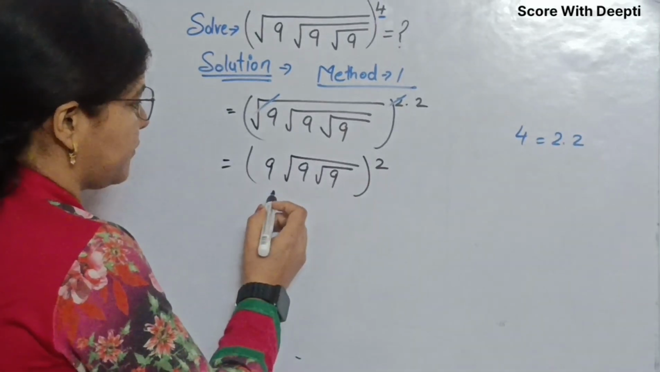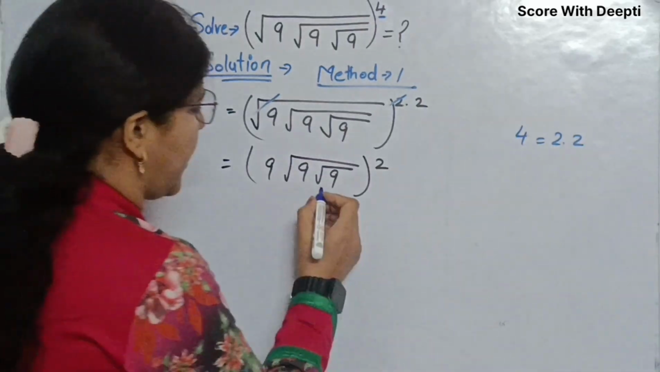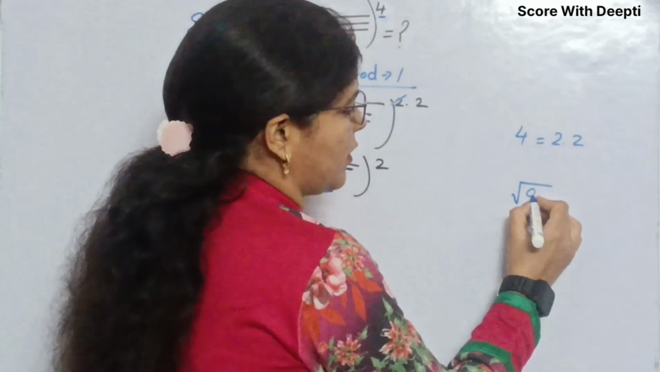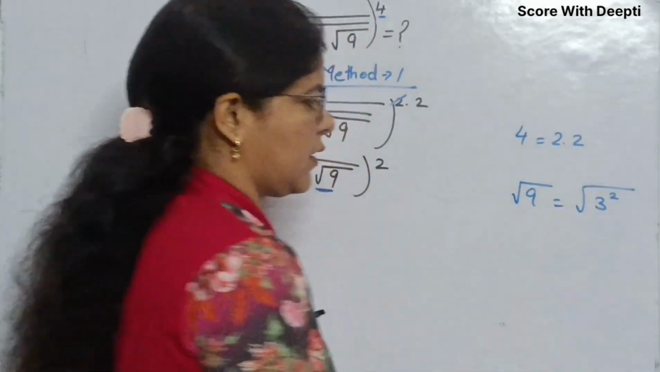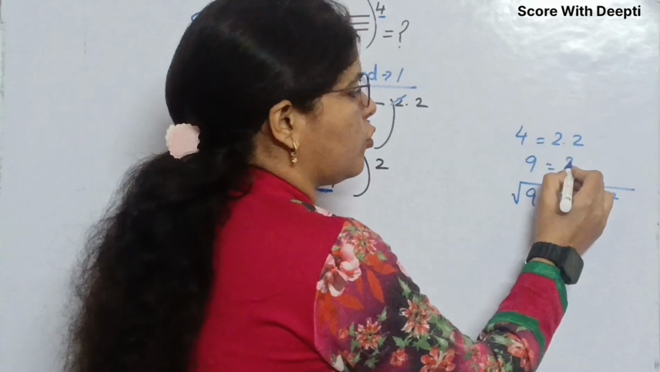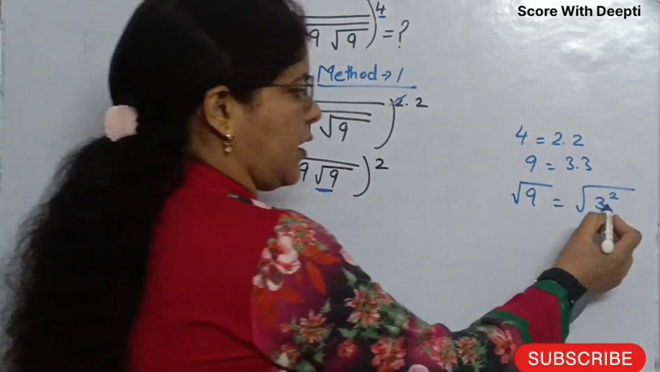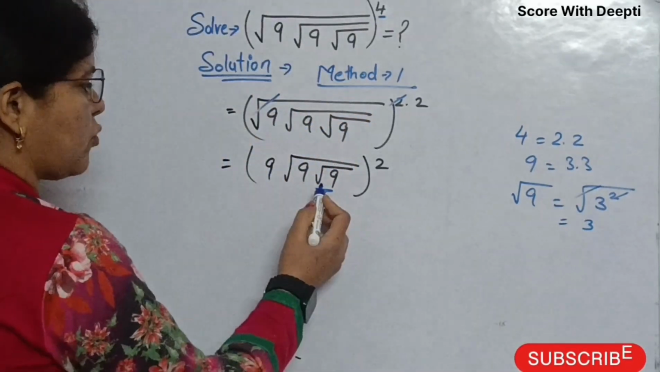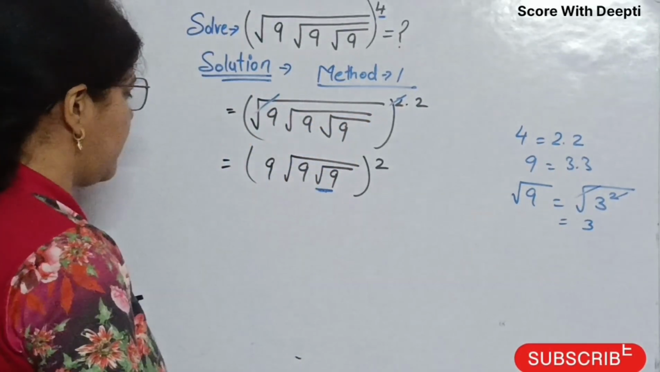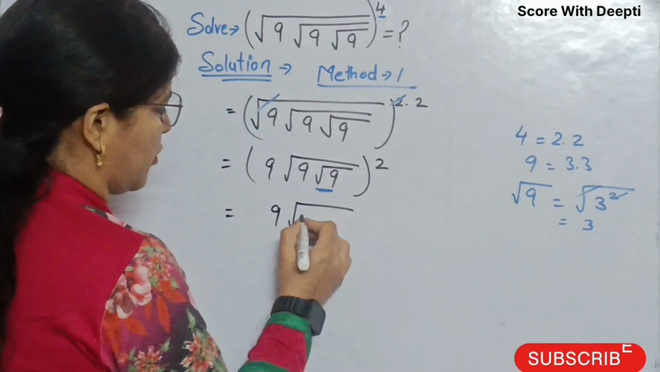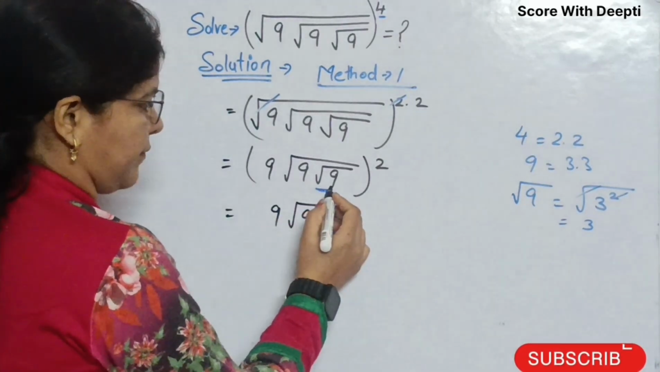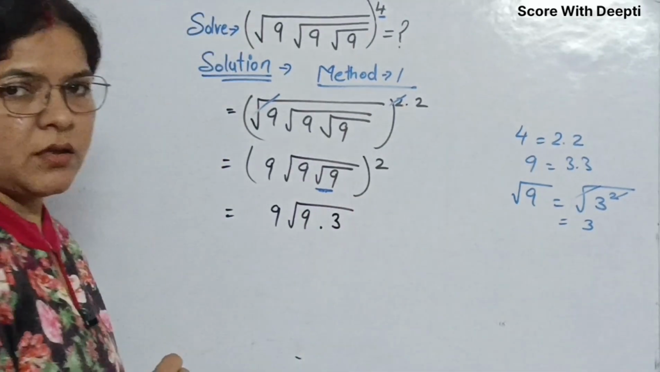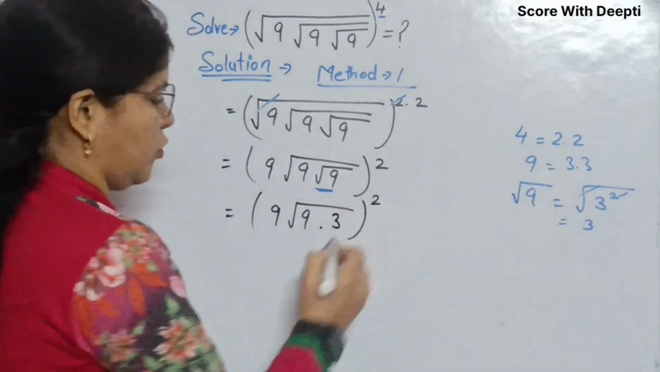Next, here we solve square root 9. First we will solve square root 9. Square root 9 equals square root of 3 square. In place of 9 we will write 9 equals 3 into 3, and we will write 3 square. This square cancels with the square root and we get 3. Means in place of square root 9 we will write 3. Here we will write 9 square root 9 under square root 9, that is given. We will solve square root 9 and get 3, to the whole power 2.